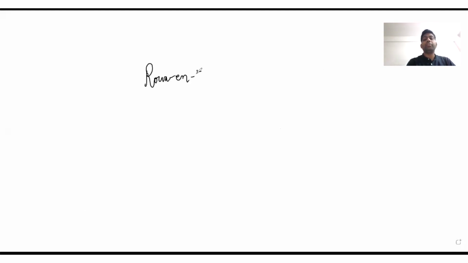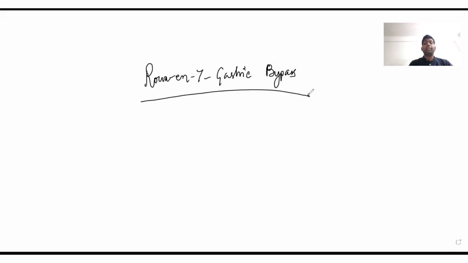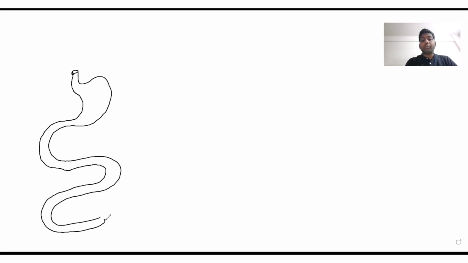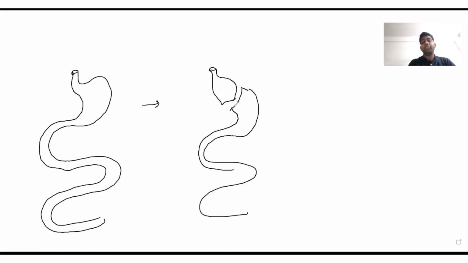Roux-en-Y gastric bypass. As we said, this is a combination of malabsorptive as well as restrictive. Mainly it's a restrictive procedure, but it can cause malabsorption as well. Let us see the steps of Roux-en-Y gastric bypass. This is the stomach, duodenum and the small intestine. In the first step, we create a small gastric pouch which is based on the lesser curvature. And what is left behind is the remaining part of the stomach and the small intestine.